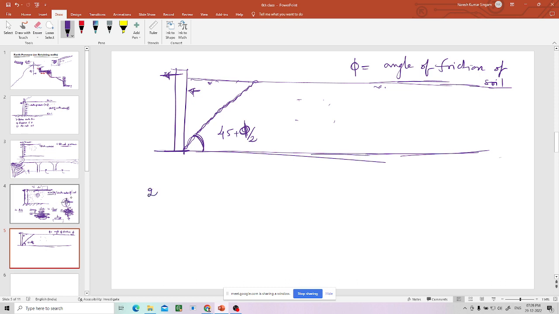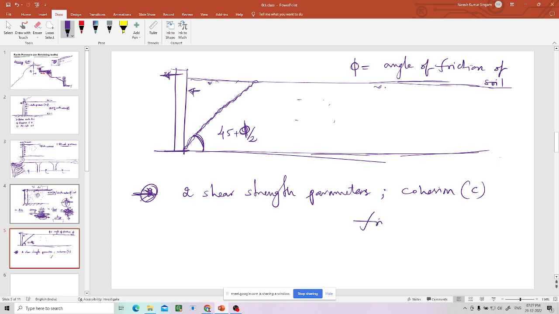There are two. So now we have talked about soil failing in shear. That means we have to find out the shear strength. To find out shear strength you need some parameters. What are those? There are two shear strength parameters for soil. One is cohesion, which is denoted by C. Another one is friction angle, or angle of friction, that is phi. So these two are the properties of the soil.